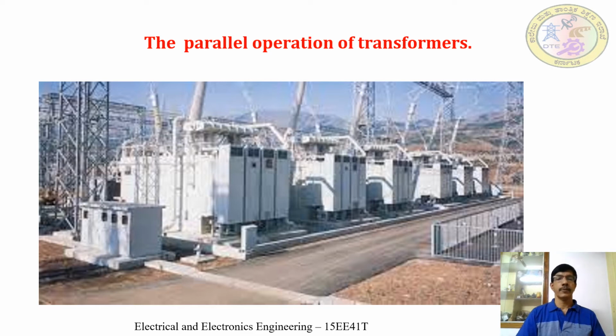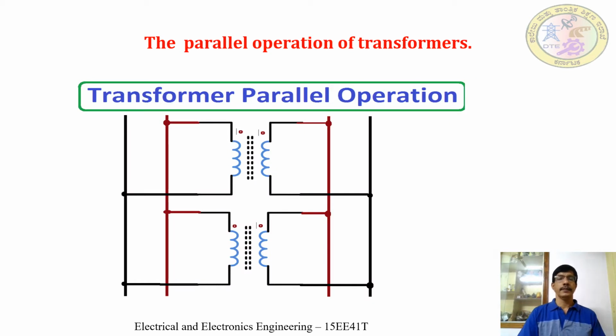In this diagram you can see so many transformers 1 2 3 4 5 6 like that running in parallel. In substation, in generating station, in receiving stations, different alternators are connected in parallel like this. Here this is symbol. Here two transformers connected in parallel to the bus bars. Transformer 1, transformer 2 or transformer A, B. These two primary bus bars, secondary bus bars.